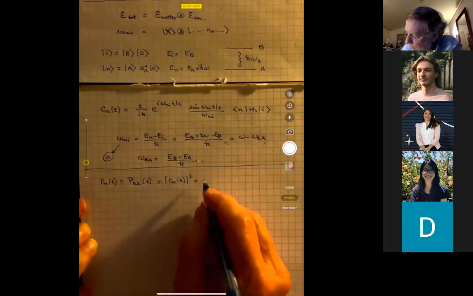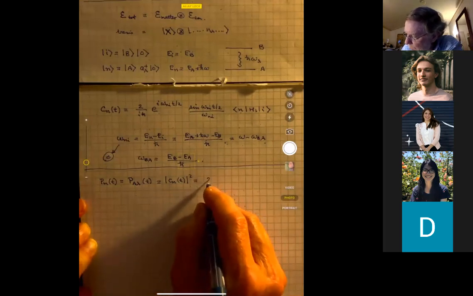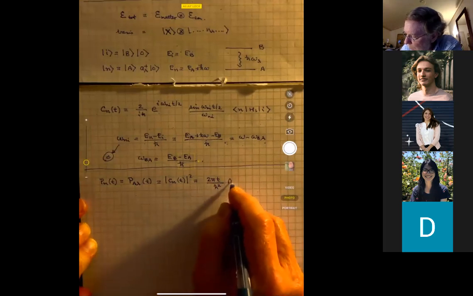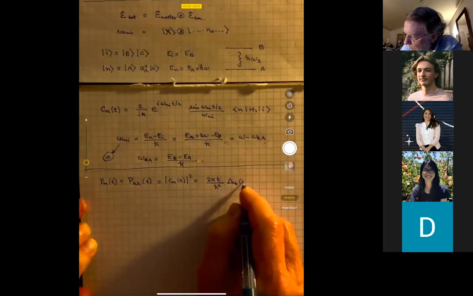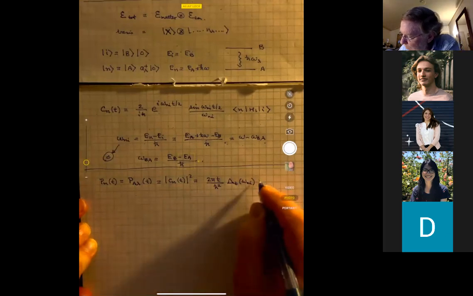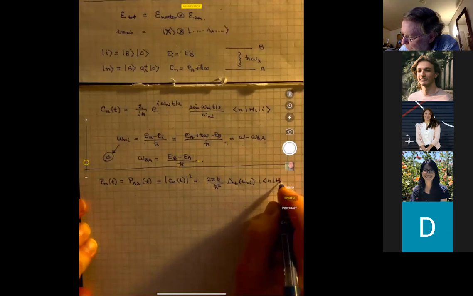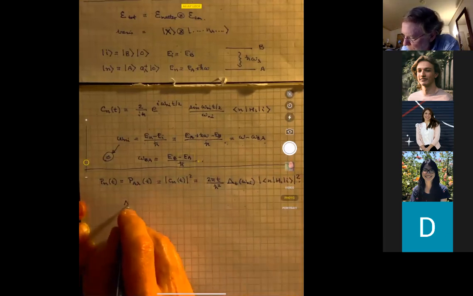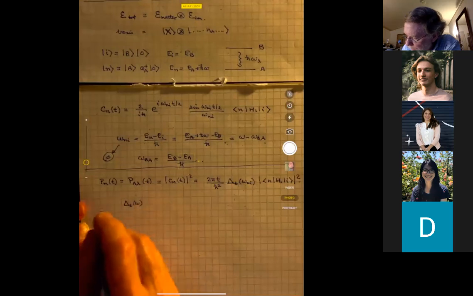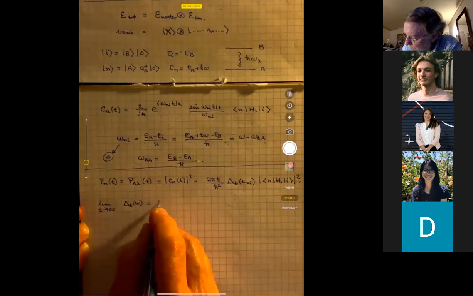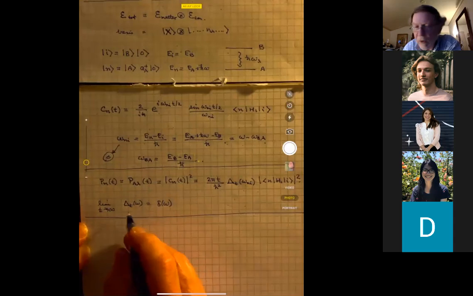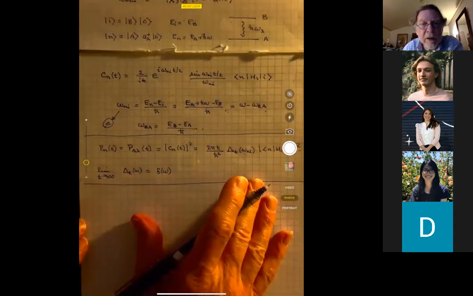And that in turn can be written as 2 pi times t divided by h bar squared times this function capital delta sub t of omega ni times the square of the matrix element connecting the initial and final states, like so. Where this delta sub t of omega has the property that if you take the limit where t goes to infinity, this turns into a Dirac delta function of omega. I'm just reminding you of some things that we went through before in the formalism of time-dependent perturbation theory.